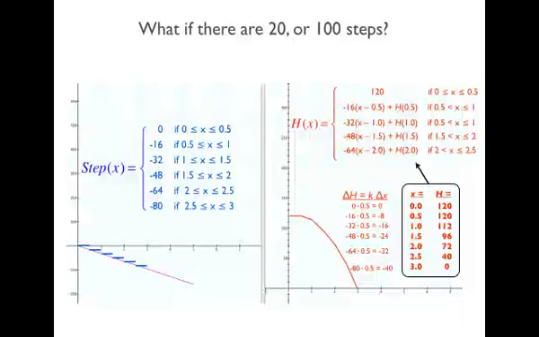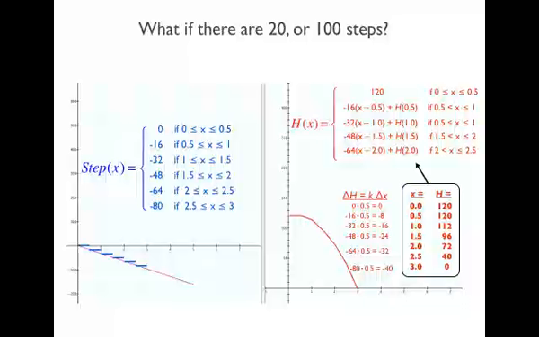Okay, so now this is where things get fun. What if there were 20 or 100 steps? Ross or Gilbert? Say it louder. So that would suck. Said that would suck. Yes, right. Why would that suck?